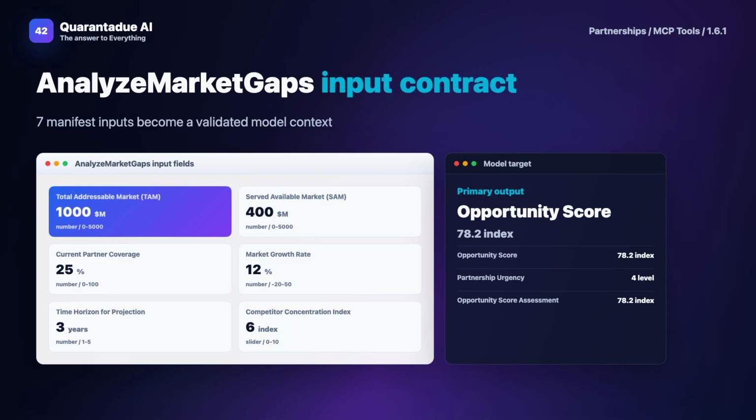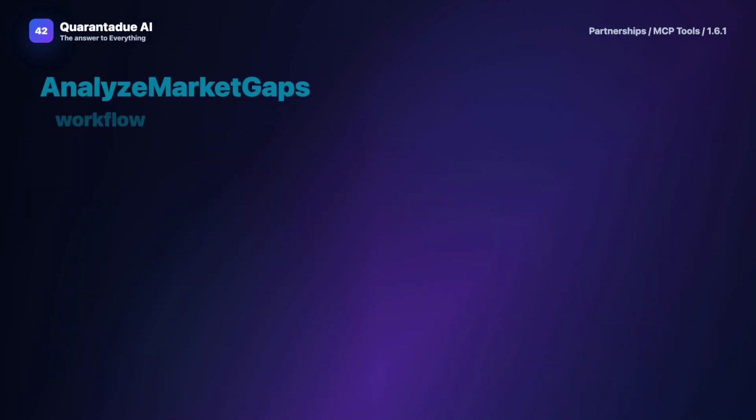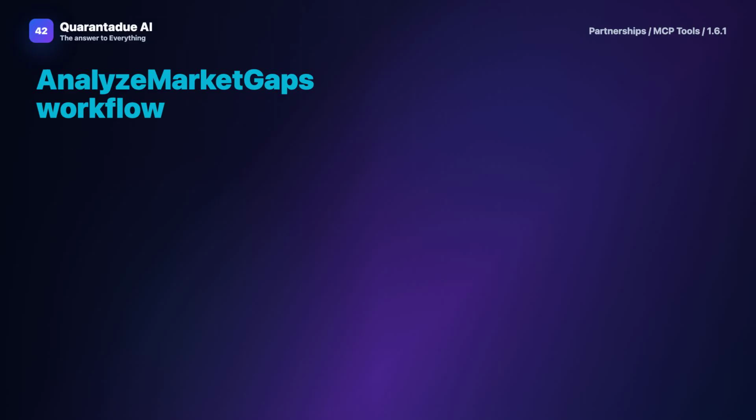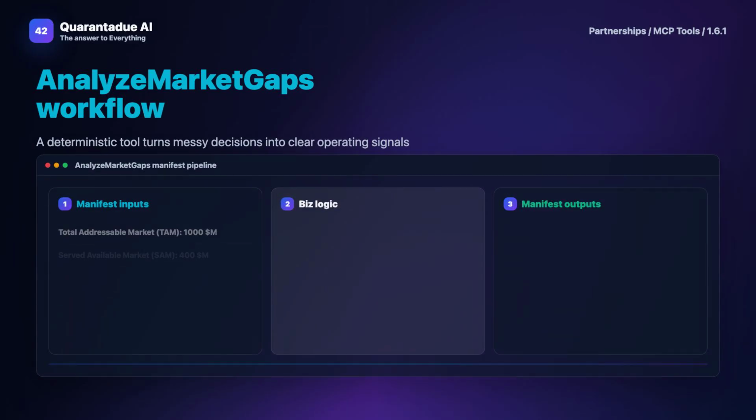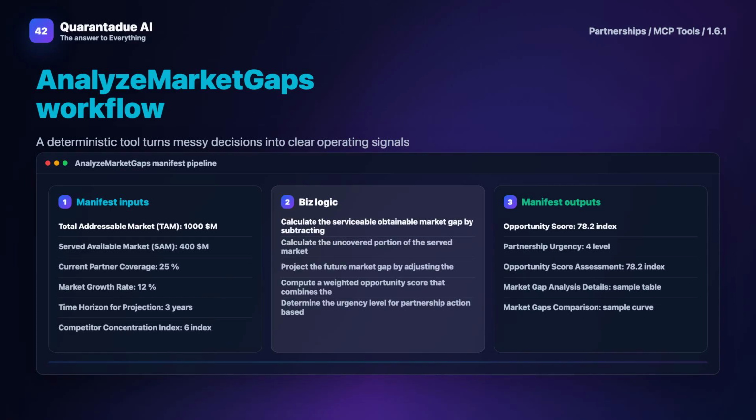The workflow then applies these steps. Calculate the serviceable obtainable market gap by subtracting the served available market from the total addressable market. Calculate the uncovered portion of the served market by applying the current partner coverage percentage to determine the gap. Project the future market gap by adjusting the serviceable obtainable market gap for compounded market growth over the specified time horizon.